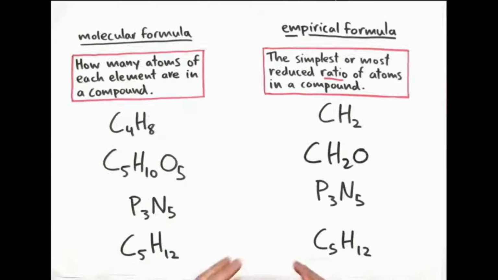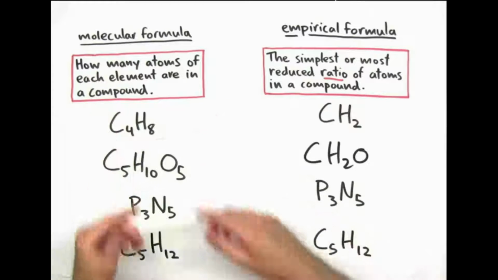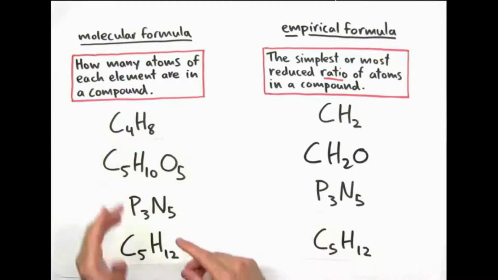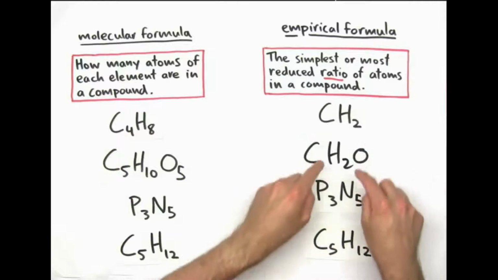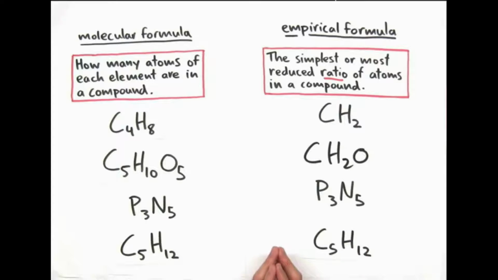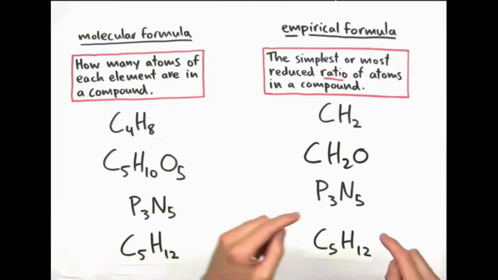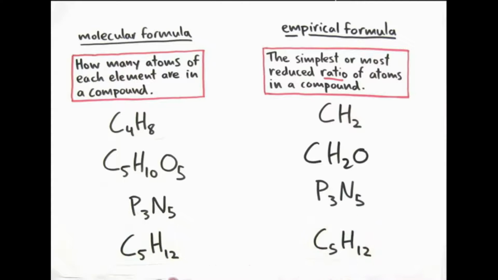Keep that in mind. So now you've learned about the difference between molecular formula and empirical formula. The molecular formula tells us the total number of atoms of each element that are in a compound, and the empirical formula is the simplest or most reduced ratio of those atoms. We saw that some molecular formulas just can't be simplified anymore, so the empirical formulas are the same as the molecular formulas. And finally, we saw that many compounds with different molecular formulas can all have the same empirical formula.